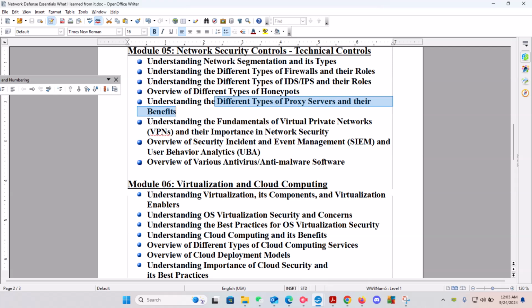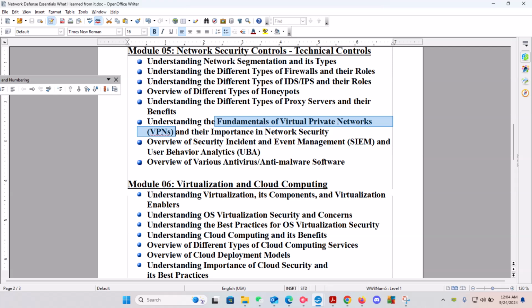Also, I understood the fundamentals of virtual private networks, or VPNs, and their importance on network security. You've probably used them before. That's basically when you want to use a private network, in this case a virtual private network, to be able to send and receive information encrypted and a more secure way of surfing or using the internet. And the importance on network security. Why is it important in network security?